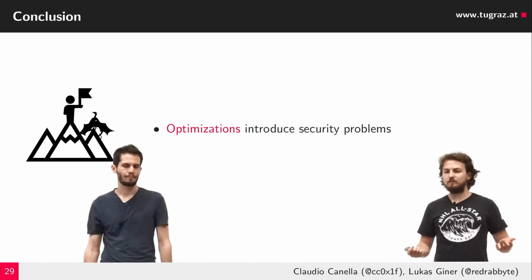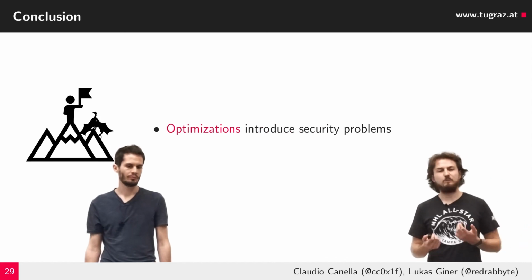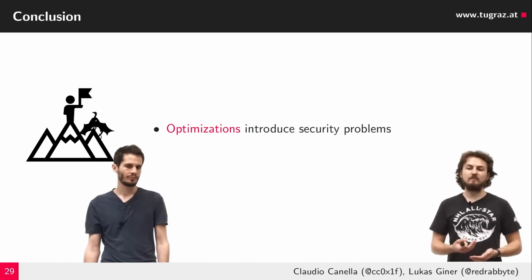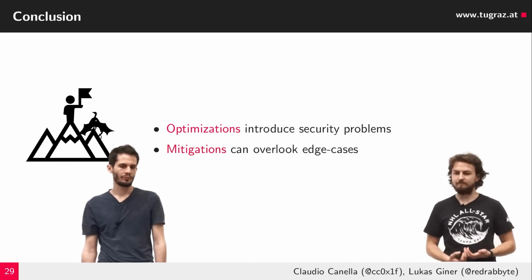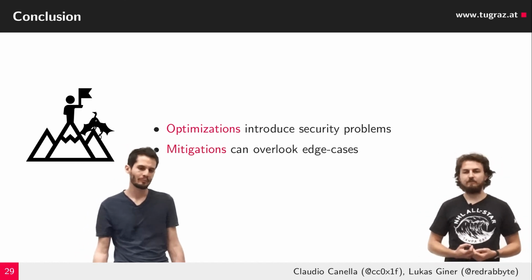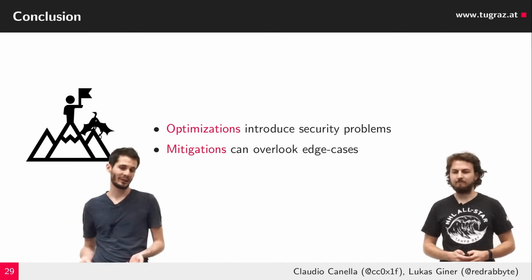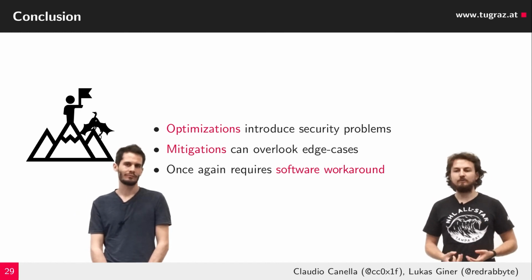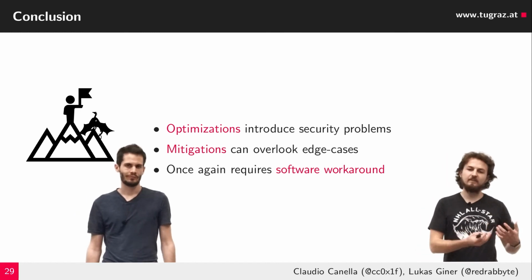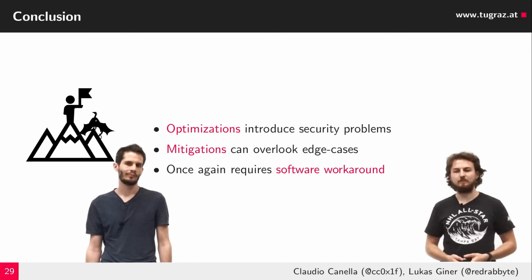And with that, we have more or less reached the conclusion of our talk. And to conclude, I would like to say that optimizations do introduce security problems that we need to consider. And even when we mitigate them, sometimes there's a little edge case left, and maybe we can still exploit that. And finally, we once again require software workarounds to prevent these little edge cases from causing additional security problems.